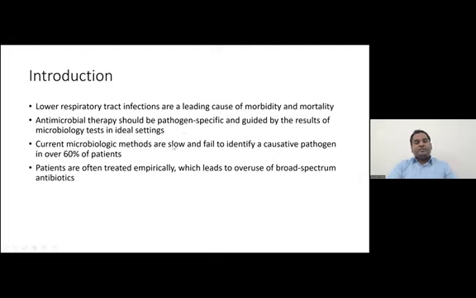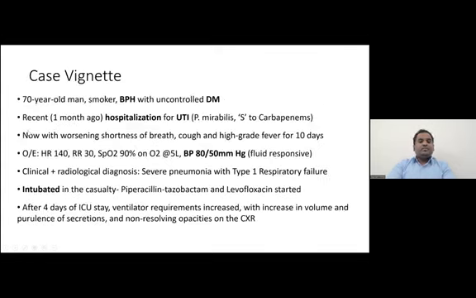So the current methods which we use for the diagnosis, which are primarily culture-based, are slow, and many times they fail to identify a causative organism in patients with lower respiratory tract infections. So we need to treat patients empirically, and a lot of broad-spectrum antibiotics are being used, which leads to drug-resistant emergence. So how can we really overcome this?